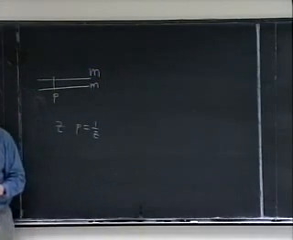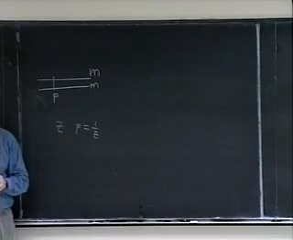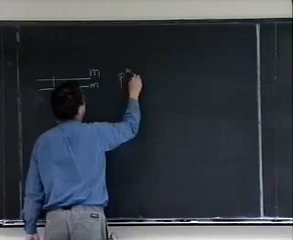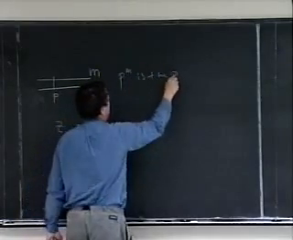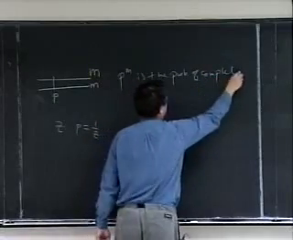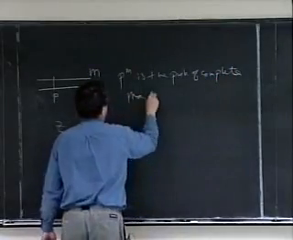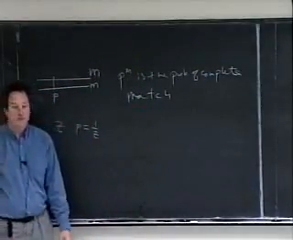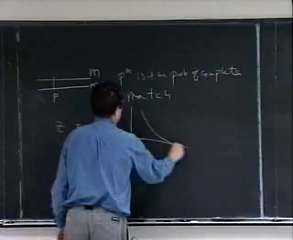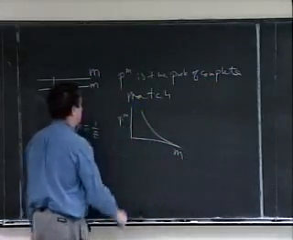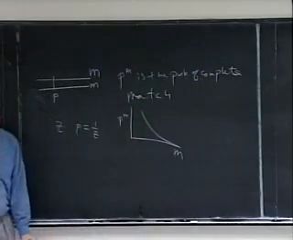What's the answer? P to the M. Okay. So P to the M is the probability of a complete match. And as a function of M, that falls very rapidly. I don't know really how to draw this, but as a function of M, P to the M falls very, very rapidly.